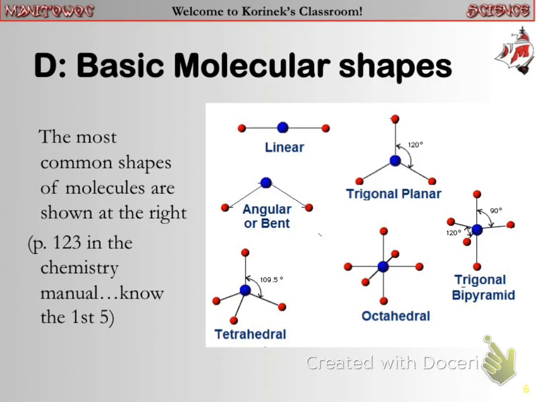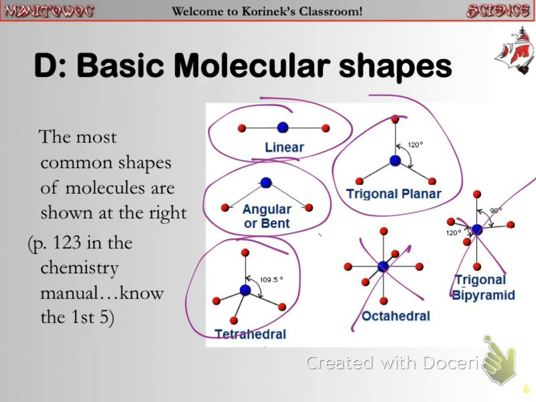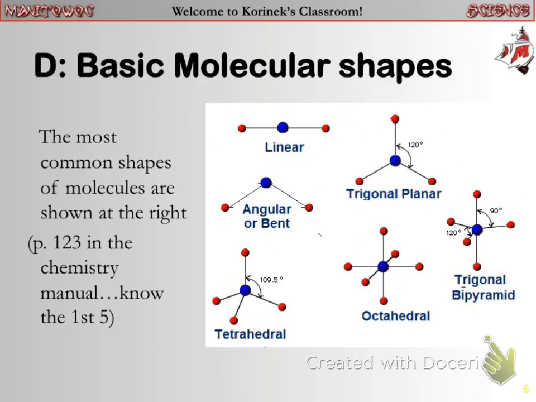So if you go to page 123 in the chemistry manual, you should kind of know the first 5 that are in that manual. And out of those first 5, I know linear is one of them. I think angular or bent is one. I think tetrahedral is one, and trigonal planar is one. I think the only other one is trigonal pyramidal. So this dude and this dude, you do not have to know those two. So you want to kind of know those first 5. You want to know what the shapes are. Linear, I mean, come on, bent, that's pretty simple. And the other 3 you're just going to have to kind of memorize.